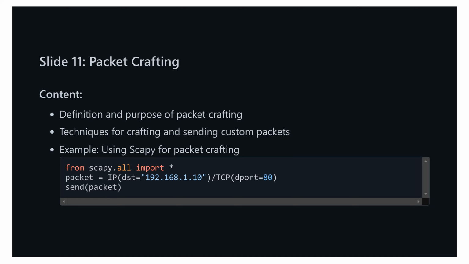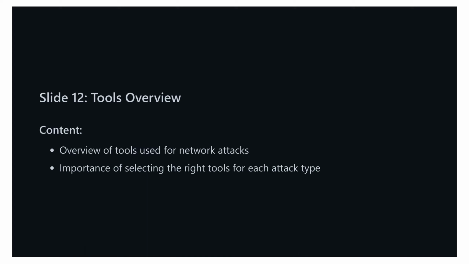In the following slide, we'll give an overview of the various tools at your disposal for network attacks, highlighting the importance of selecting the right tools depending on the attack type. On this slide, we're moving on from packet crafting to discuss the various tools used for network attacks. Our primary focus is to provide an overview of these tools, emphasizing their unique capabilities and applications. Selecting the right tool is crucial for the success of specific attack types. This slide will help you understand the landscape of tools available and how to choose the most effective one for your objectives.